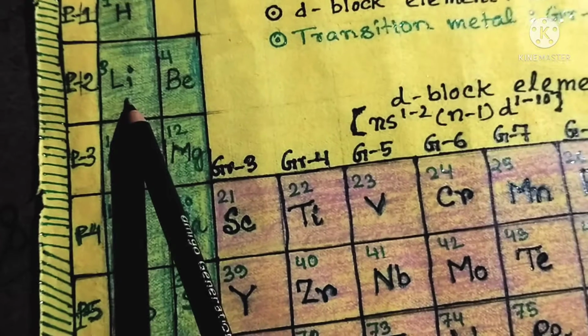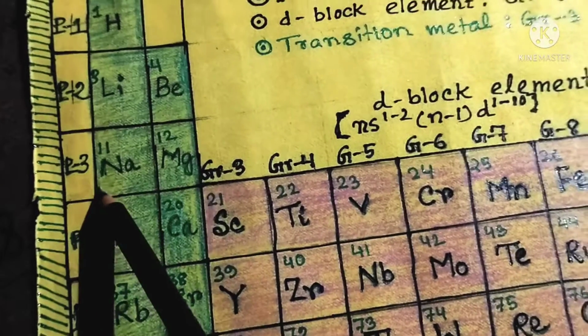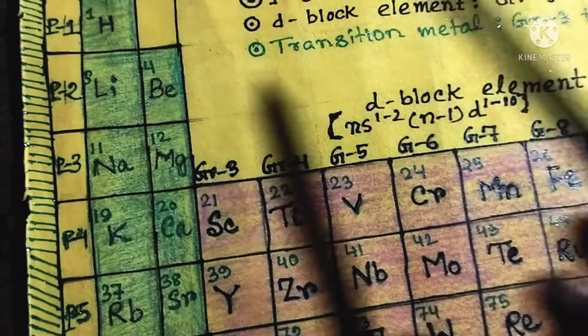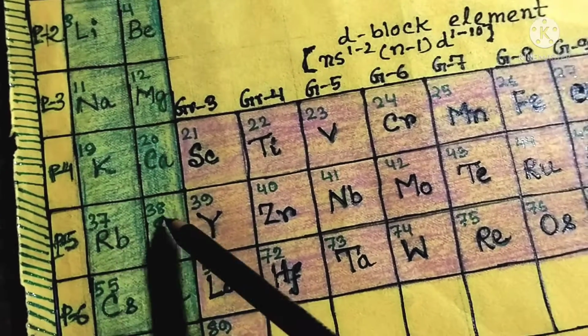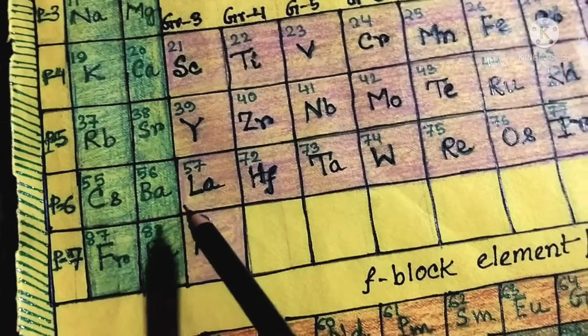The atomic number of lithium is 3. So, the atomic number of beryllium is 4. The atomic number of sodium is 11. So, for magnesium it is 12. Calcium it is 20. Strontium it is 38. Barium it is 56. And radium it is 88.